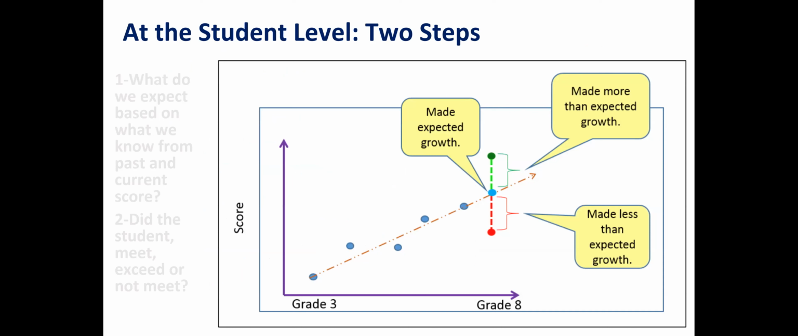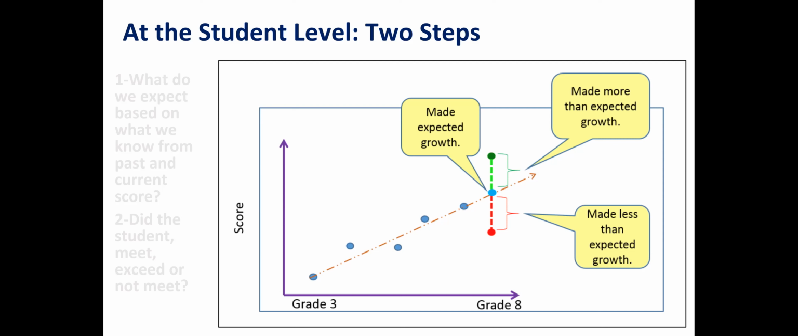So let's take a look at that. Simply speaking, there are really these 2 steps that go on. We first use the score history to figure out what we expect based on what we know from a student's past. And then we use their current score to figure out, did they land there? So the first step is, what do we expect from the student based on their achievement story in prior years, based on their achievement scores? Then we look at whether or not they met that expectation, exceeded it, or didn't meet it.